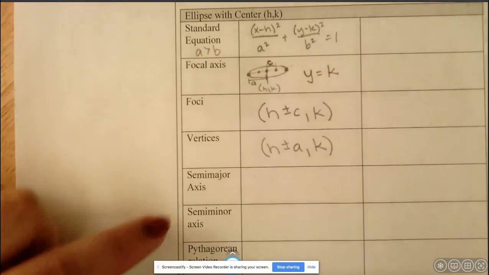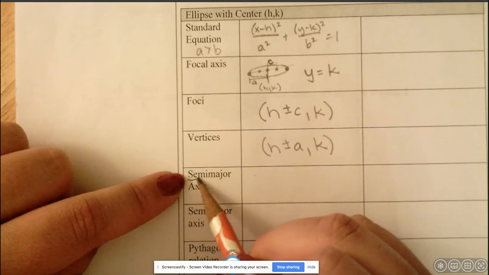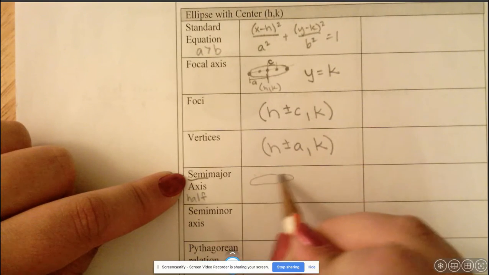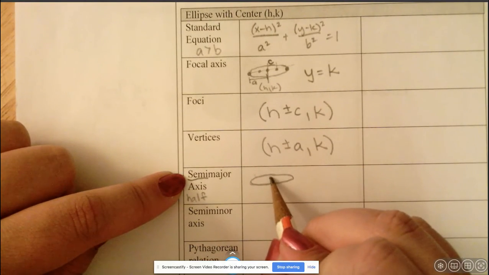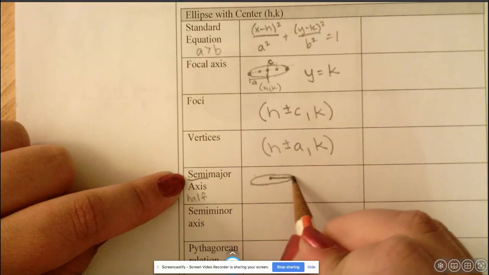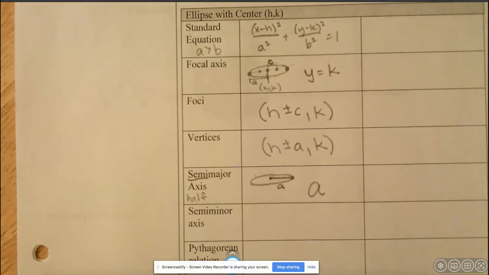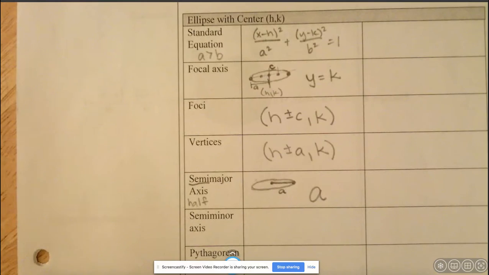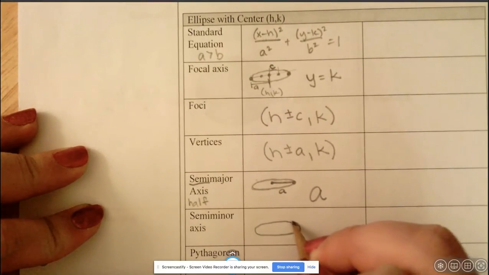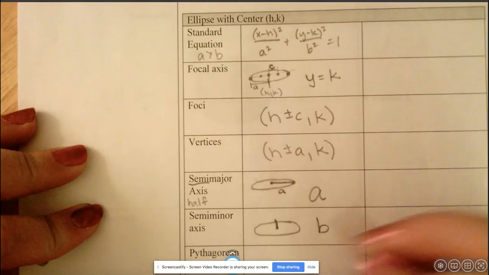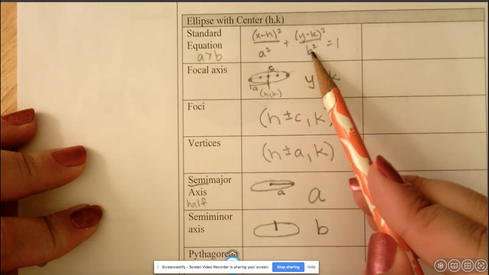And then we want to know what is the length of the semi, meaning half of our major axis. So I'm going to draw a picture again here. Here's the center. Here's half of our major axis as a distance of a. So a is half, or the semi-major axis. Then the semi-minor axis, if we draw on our ellipse, here's our center. Here would be half of our minor axis, that is b. b from the denominator underneath our y value.